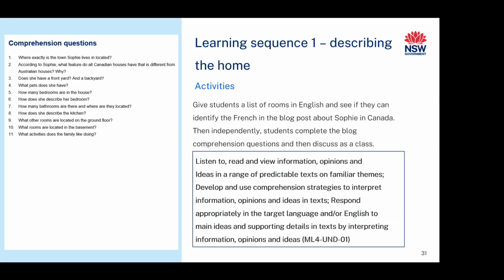Next, students explore a blog. Firstly, give students a list of rooms in English and see if they can identify the French in the blog post about Sophie in Canada. Then, independently, students complete the blog comprehension questions and then discuss as a class, addressing these understanding text content dot points.